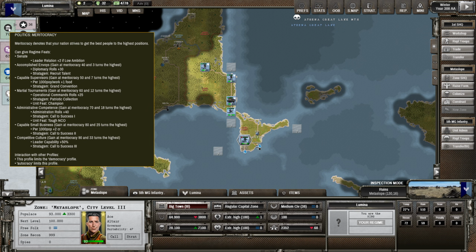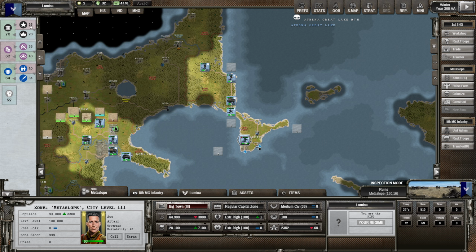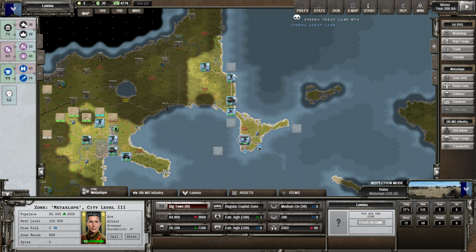So if you increase meritocracy, for example, you will decrease politics at a certain level. If you increase politics to over a certain level, I think it's 40 or 50 points, you'll start to decrease autocracy if it's over a certain level. The rules for this are a little complex, but this is what this does. You can also see your militia or your militancy here. So this is how supportive you are of militia forces.